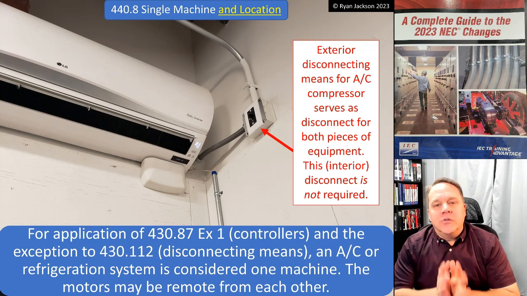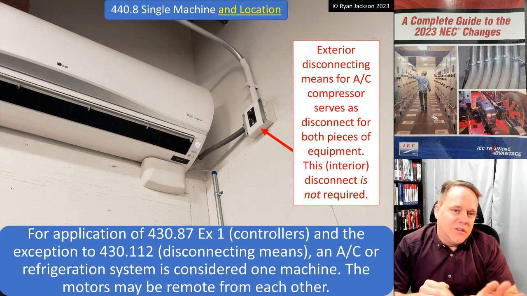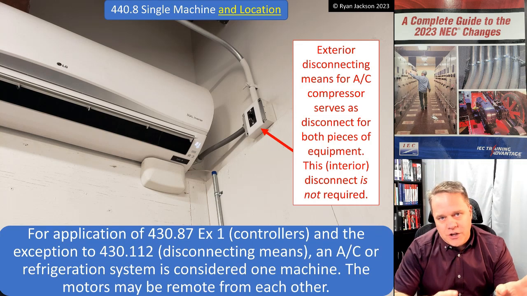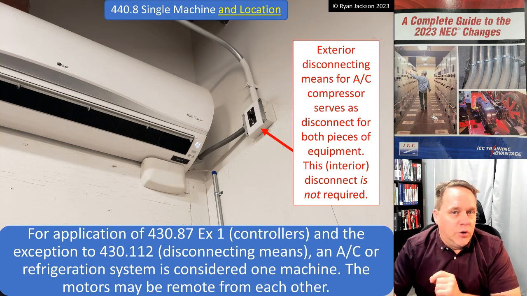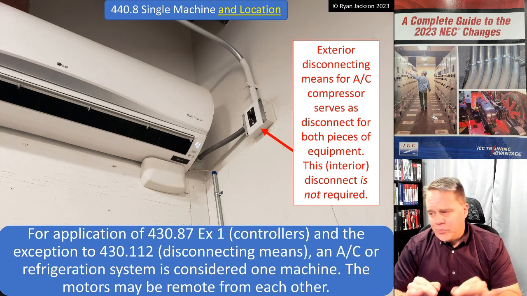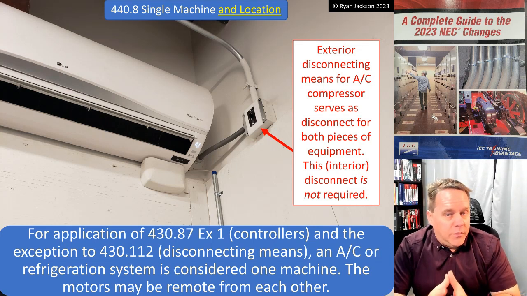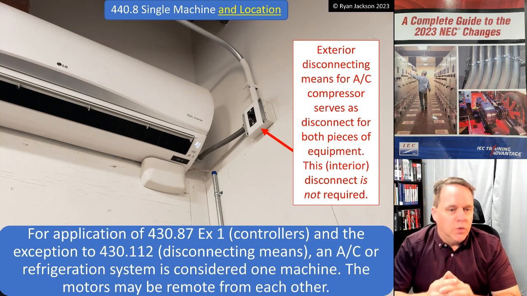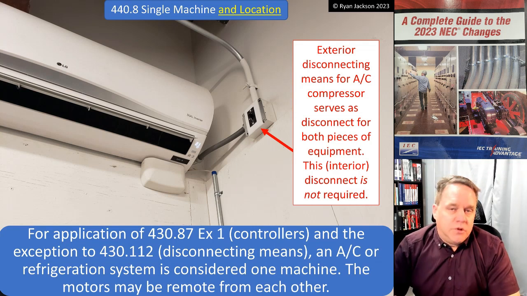440.8 used to just have the language that talks about a single machine. And you can see here on the top of the slide, single machine and location. First slide talks about the single machine issue. Second slide talks about the location issue. Now, the location issue is the only thing that changed. But this is such a misunderstood requirement in 440.8 that I want to spend some time talking about the single machine issue. All right, so for application of 430.87, okay, let's just push pause here for a second.